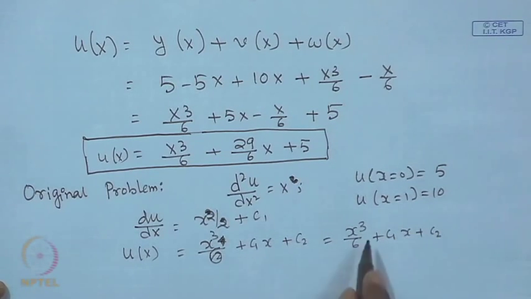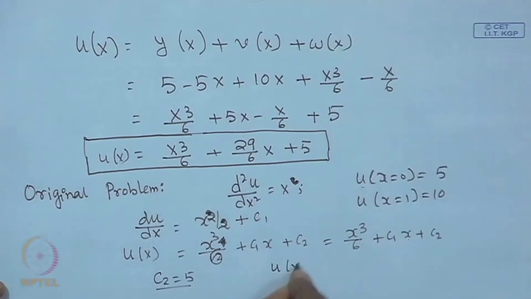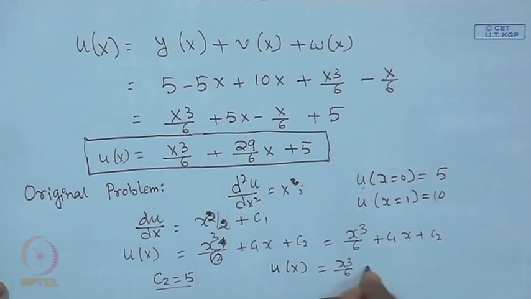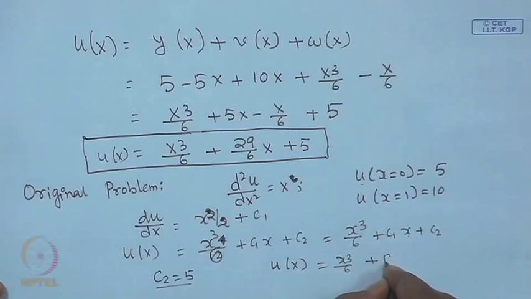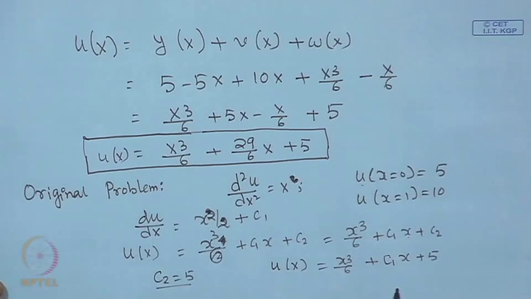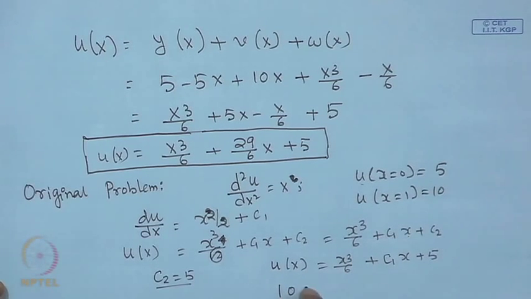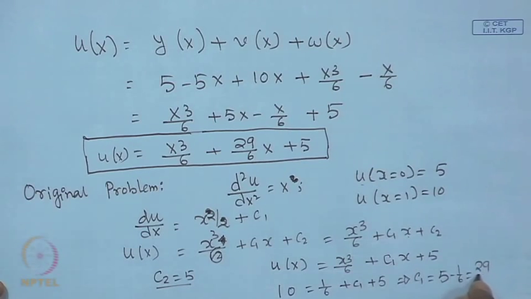Now we put the boundary condition at x equal to 0, u is equal to 5. So, you will be getting c2 equal to 5. So, therefore, u of x is nothing but x cube by 6 plus c1 x plus 5. Next, you just put x is equal to 1, u is equal to 10. So, 10 will be 1 over 6 plus c1 plus 5. If you evaluate, c1 turns out to be 10 minus 5 is 5, 5 minus 1 upon 6, it will be 29 upon 6.